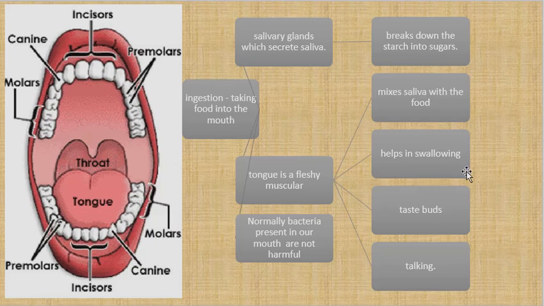The tongue also helps in swallowing. The tongue helps us to talk. The tongue helps us to swallow. The tongue has taste buds to tell you how nice the food is. So these are the functions of the tongue.